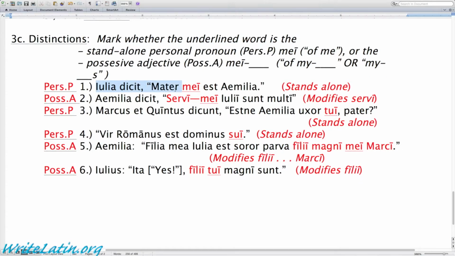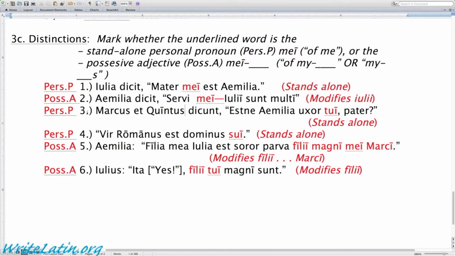Julia says, the mother of me is Amelia. Of me is standing alone, so it's a personal pronoun. Amelia says, the servants of my Julius are many. Servi mei Julii sunt multi. It doesn't modify servi, it modifies Julii, but it's still a possessive adjective. Its adjective is describing the noun Julius.